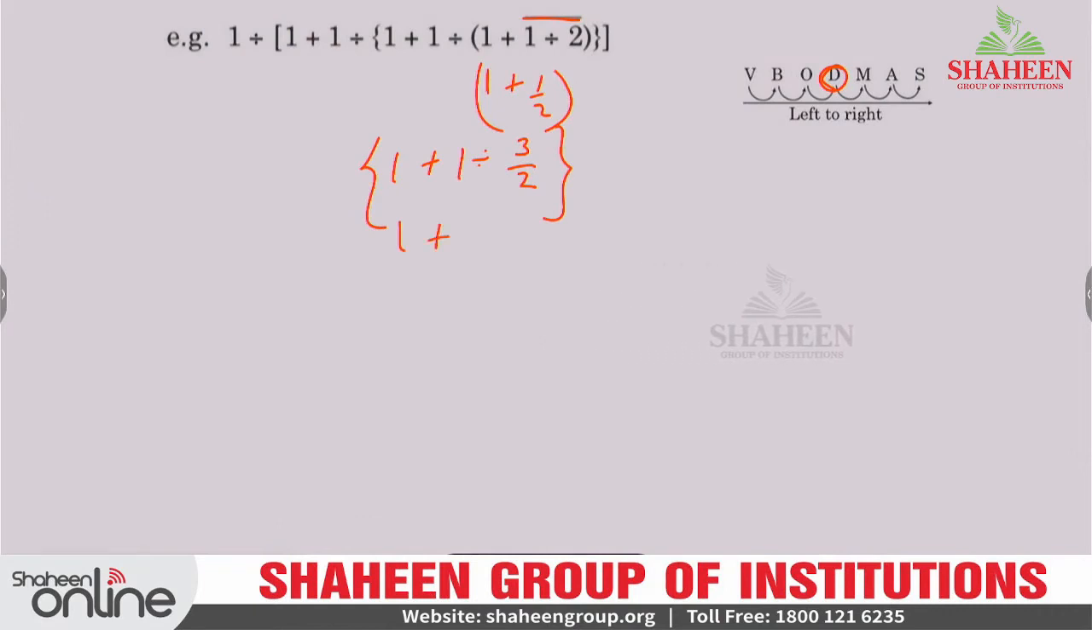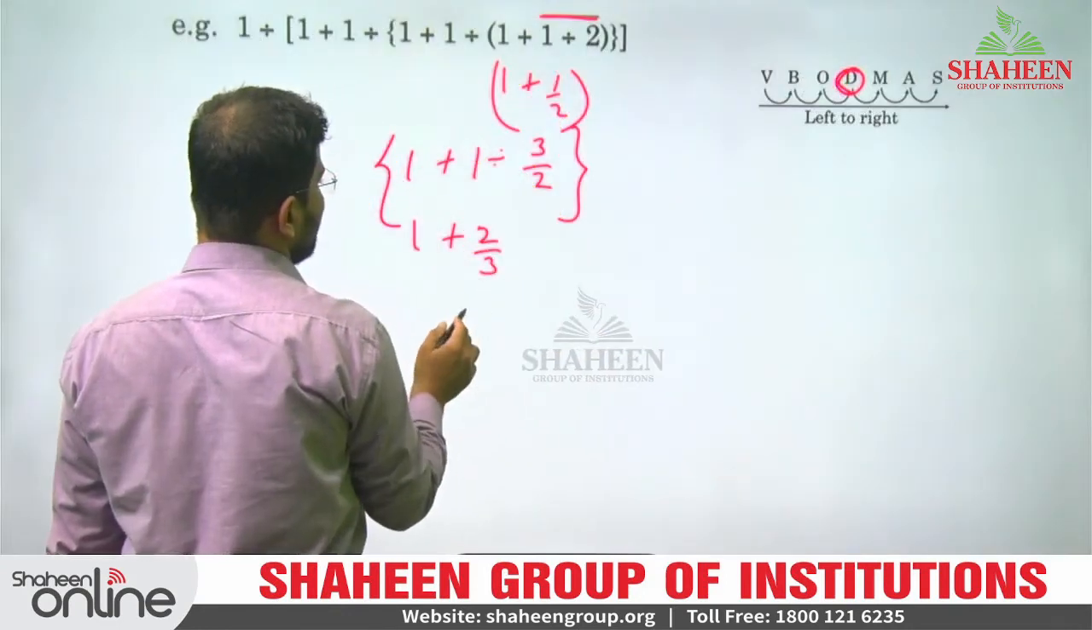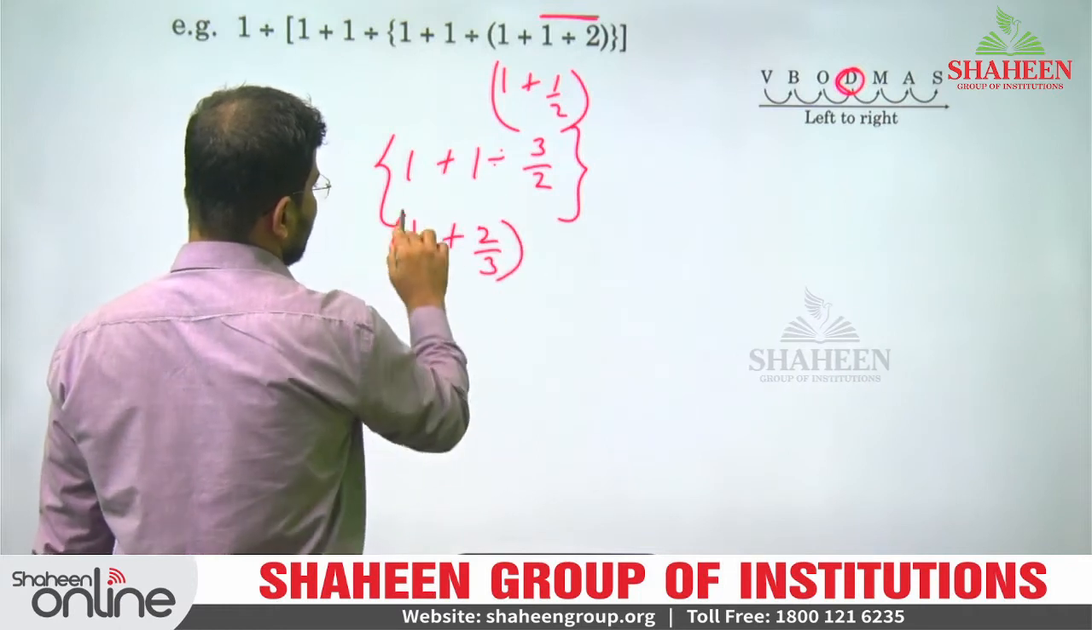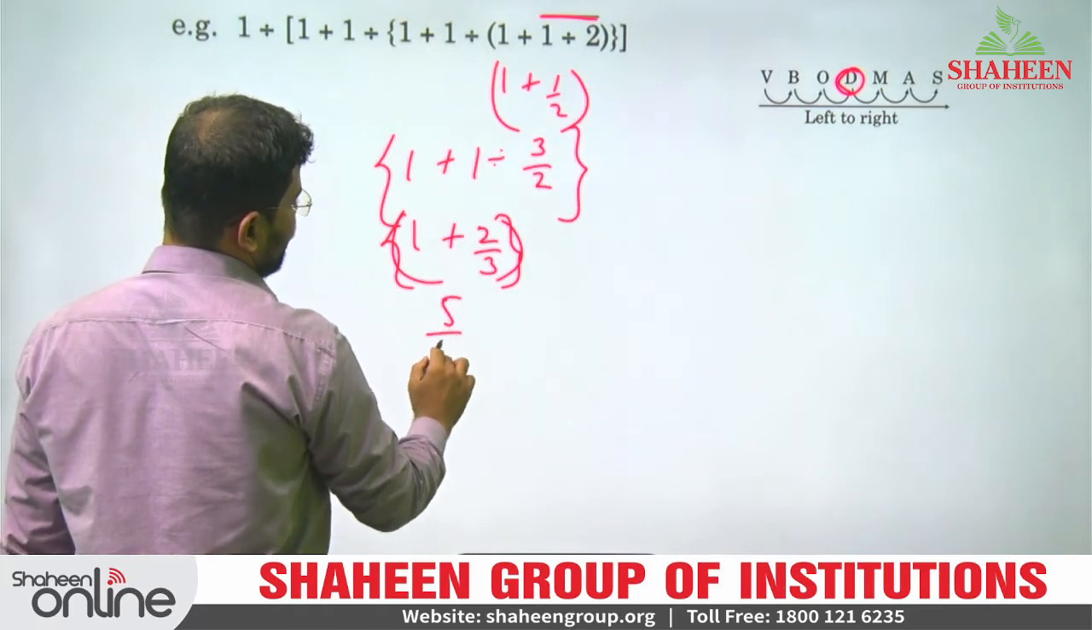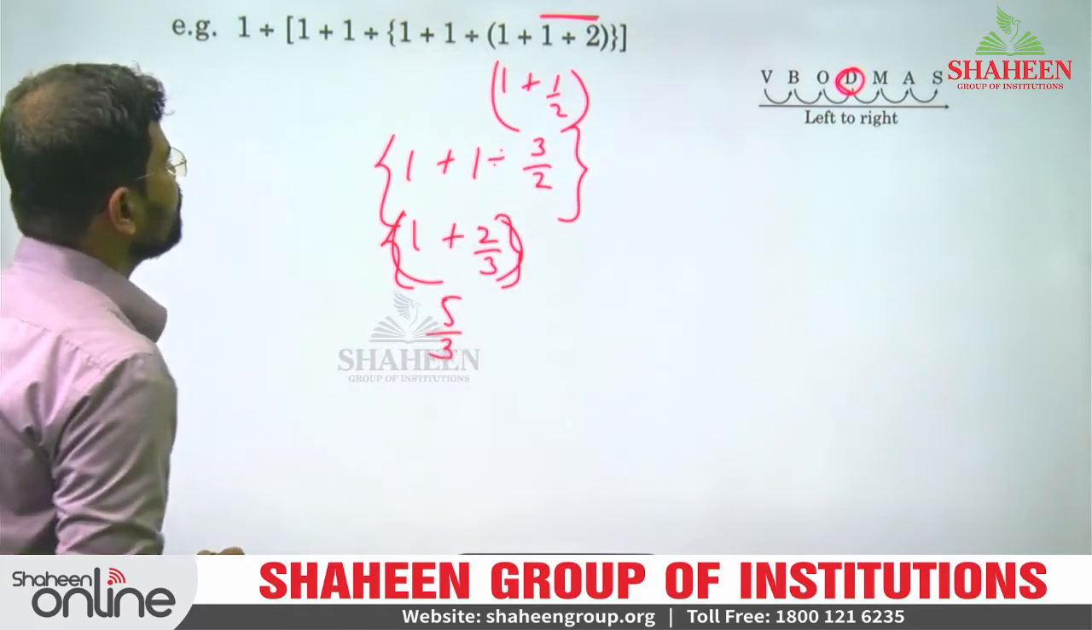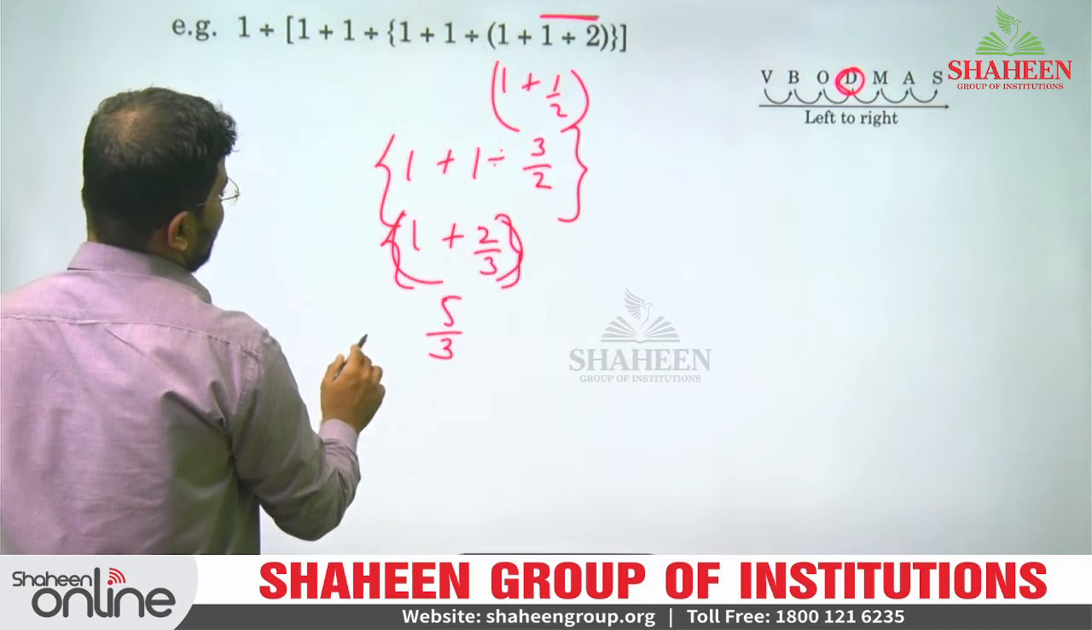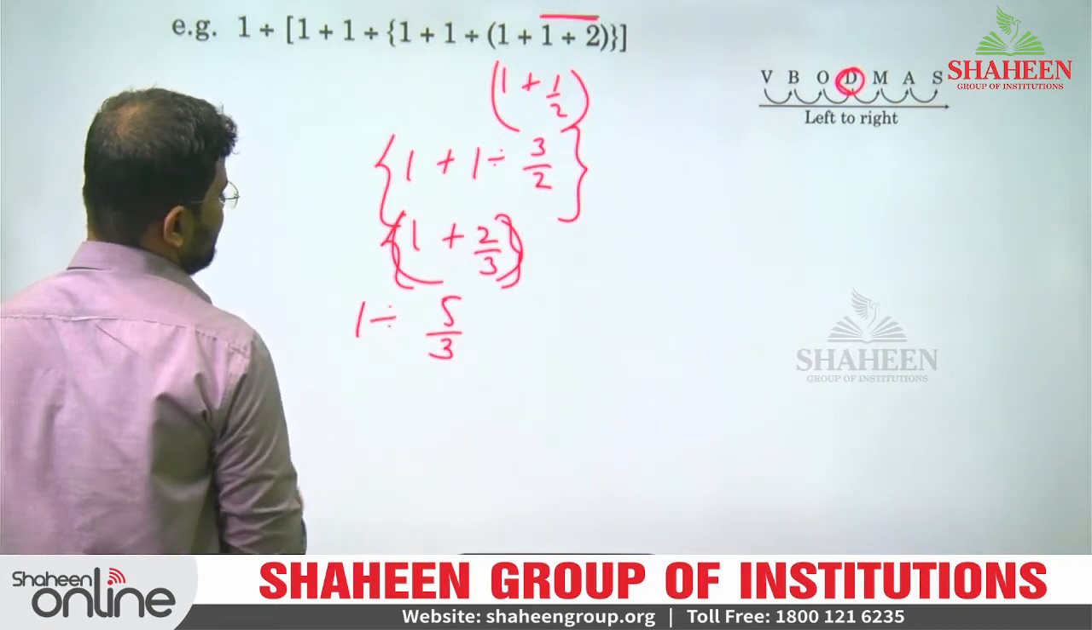Okay, so yes, again here 1 divided by 3 by 2 is 2 by 3. So again here, this is 1 plus 2 by 3, which is 5 by 3. 5 by 3. Yes.